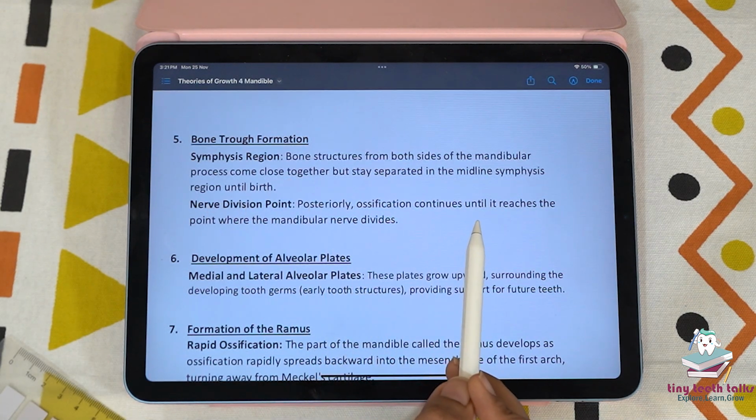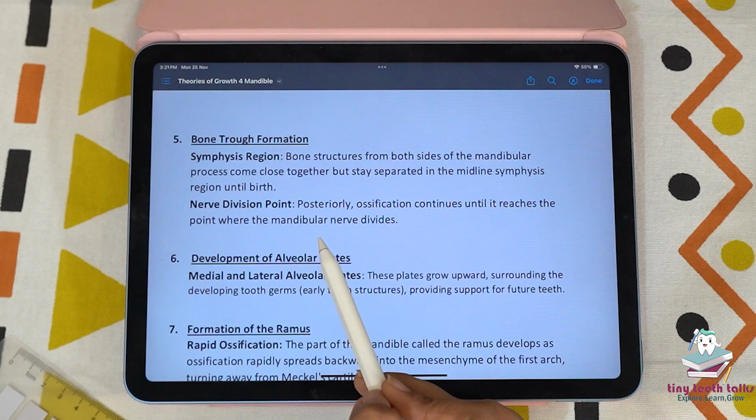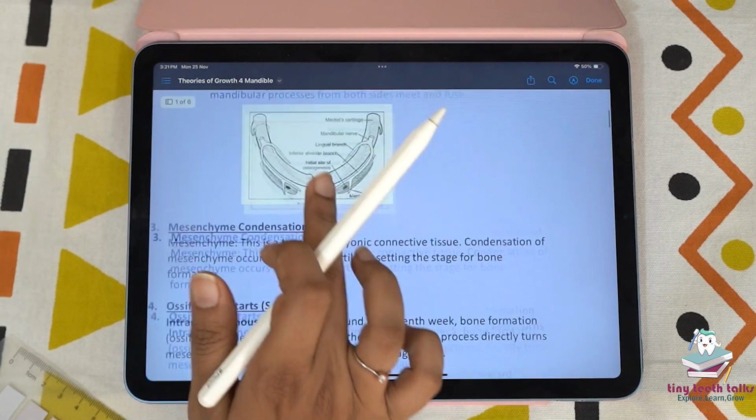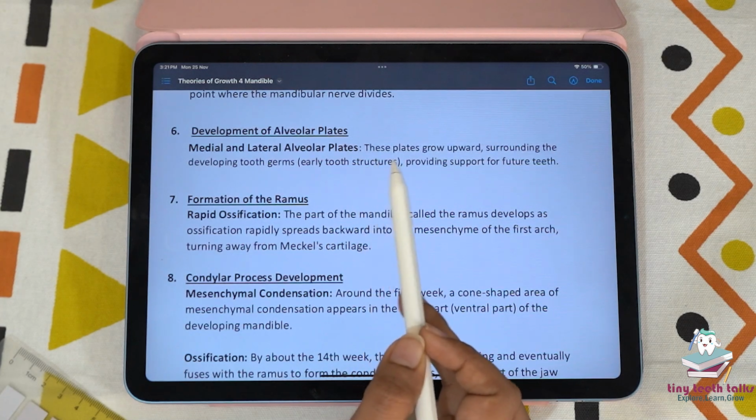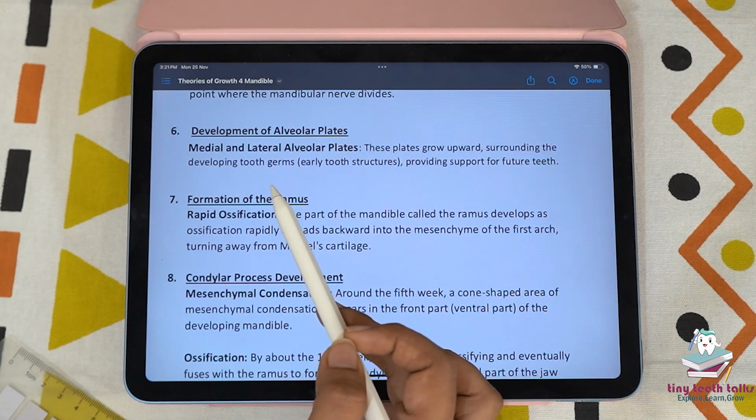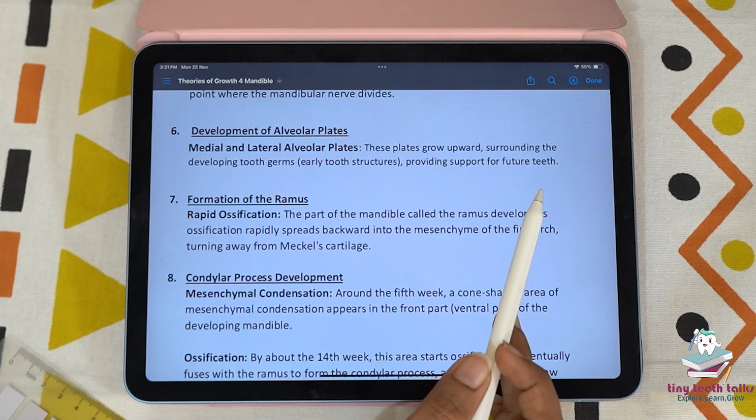Posteriorly, ossification continues until it reaches the point where the mandibular nerve divides. Then development of the alveolar plates, the medial and lateral alveolar plates. These plates grow upward surrounding the developing tooth germs, providing support for the future teeth.